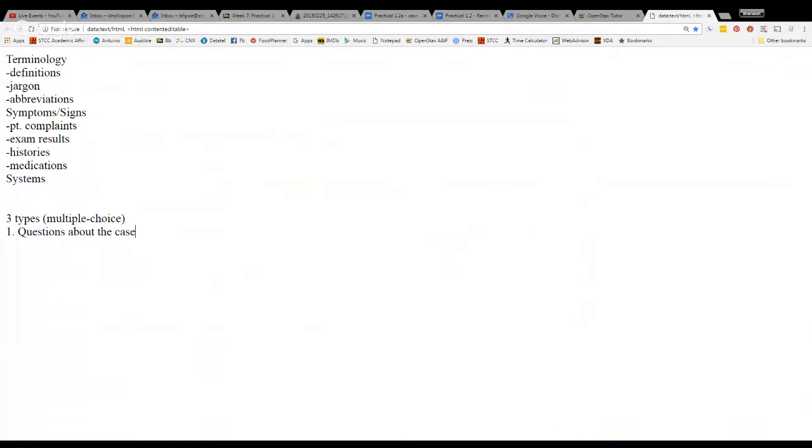It's the correct answer. C might be mast cells. And D might be white blood cells, something like that. So the obvious correct answer there is the goblet cells. Those are cells that make mucus in the respiratory epithelium.